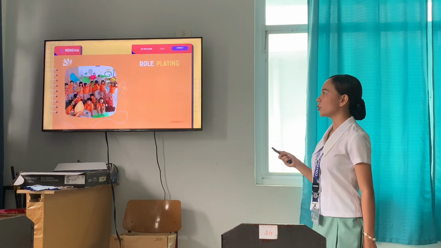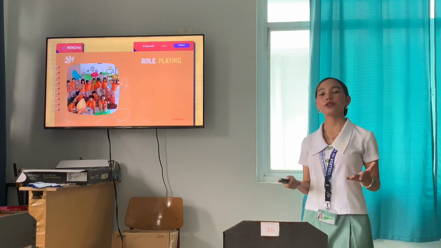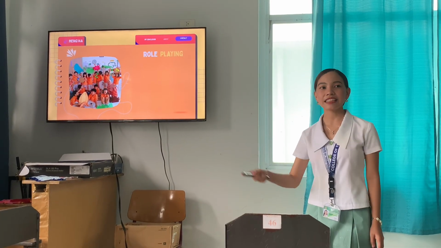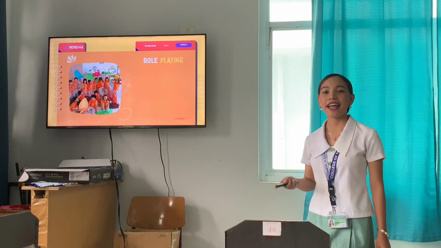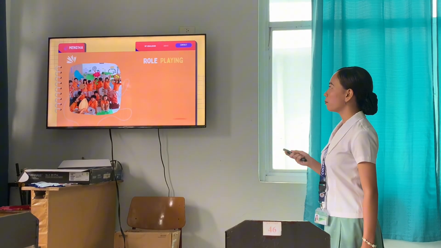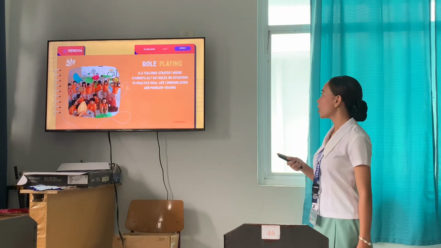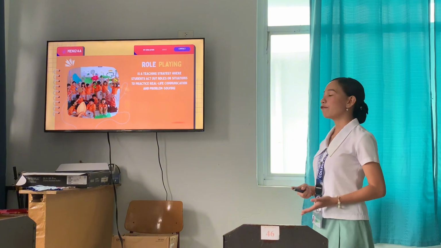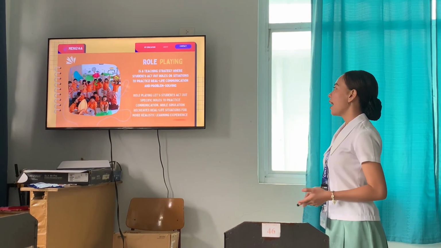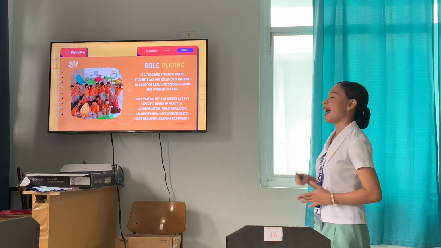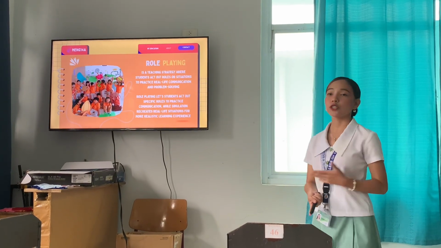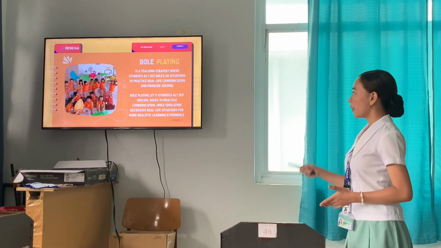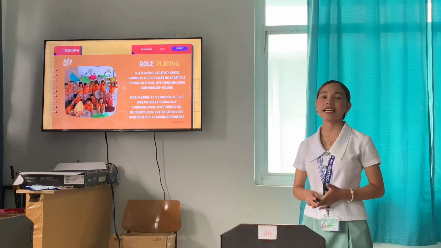Next learning strategy is role playing. I know that all of you already know about role playing as one of the effective strategies that a teacher uses in teaching English. So what is role playing? It is a teaching strategy where students act out roles or situations to practice real-life communication and problem solving. In role playing, students act out specific roles to practice communication, while simulation also recreates real-life situations for more realistic learning experiences.